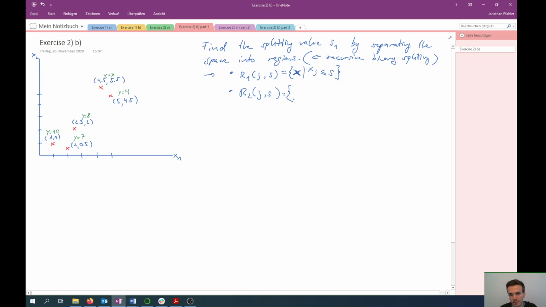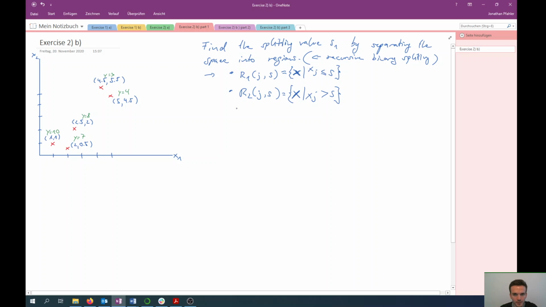Same goes for the second region, which is dependent on the variable we are looking at. So this is the variable index. It could be a splitting at the x1 axis or at the x2 axis. And second, it's obviously dependent on the splitting value. And the resulting region R2 of this binary splitting will be the leftover region where x is greater than the splitting value. All the values inside the feature space that fulfill this condition are inside this set.